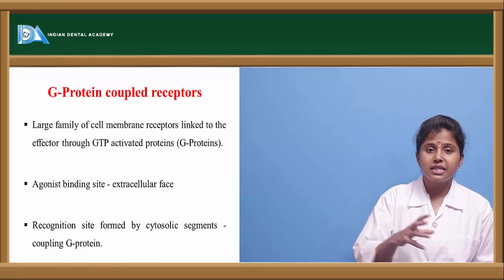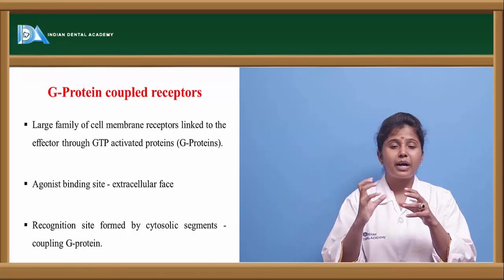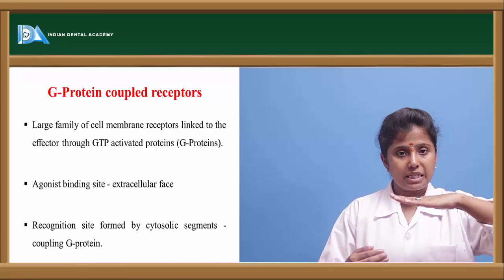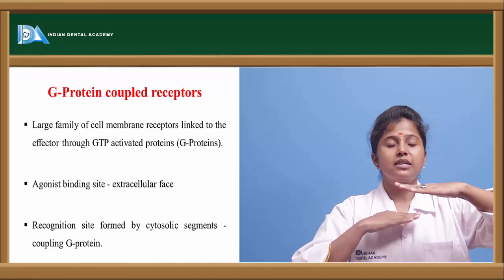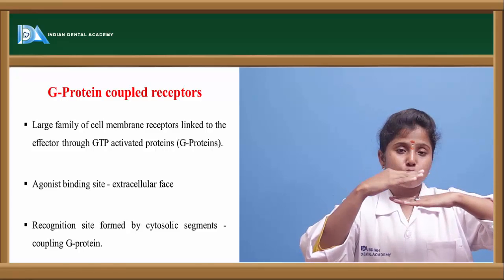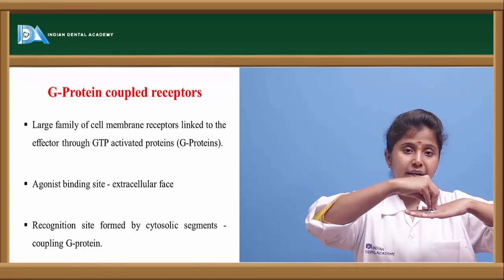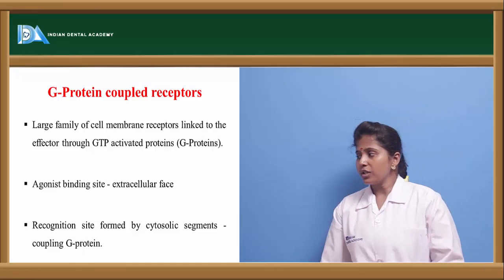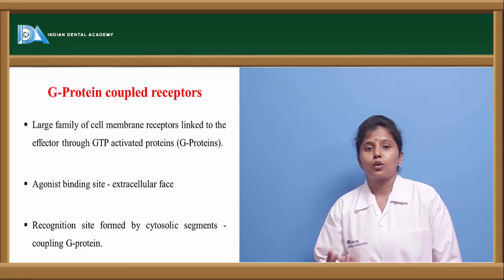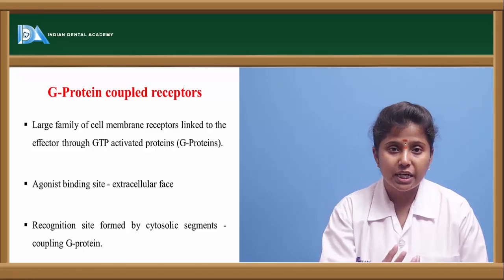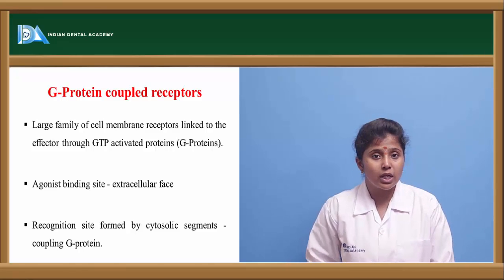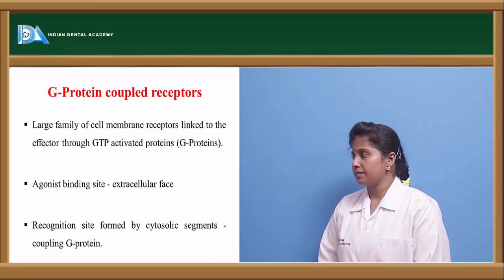So the agonist binding site faces the extracellular side. So this is the membrane, this is the extracellular space and the intracellular space. The agonist binding site is facing the extracellular space. So the agonist will come and bind here in this way, and the recognition site formed by the cytosolic segments will couple with the G protein. So whatever the recognition sites are there for binding of the drug, they coordinate with the G protein in order to exert their mechanism.